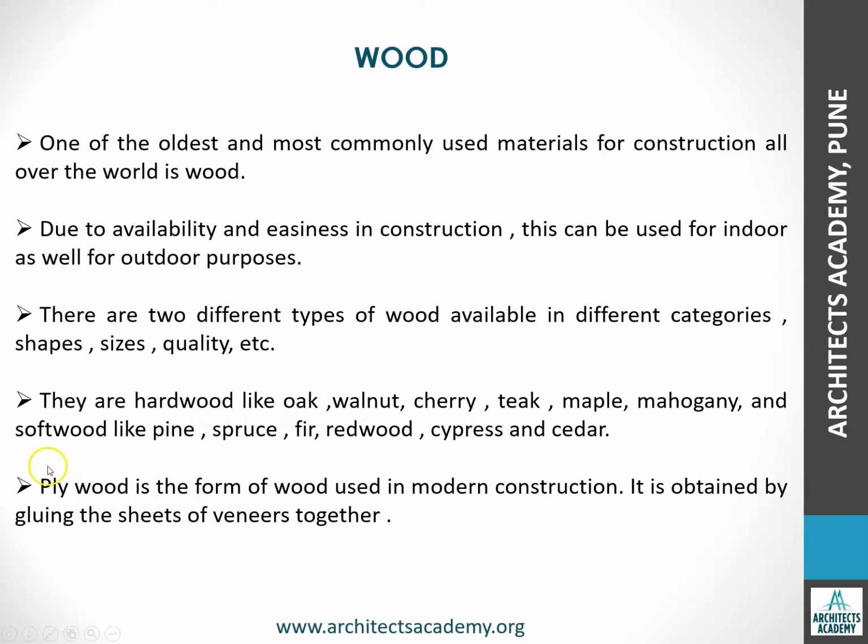Okay, so the next type of wood is plywood. Plywood is the form of wood used in modern construction. It is obtained by gluing sheets of veneers together. Now what is a veneer? You have to try and understand. Veneer means something which is there on the surface of the bark of a tree. Now what is the surface? That is the top portion of the bark of a tree. So that top slice of the bark will be called the veneer.